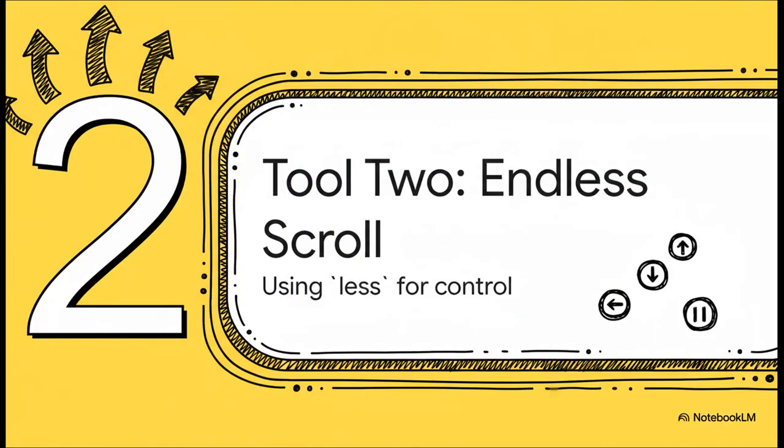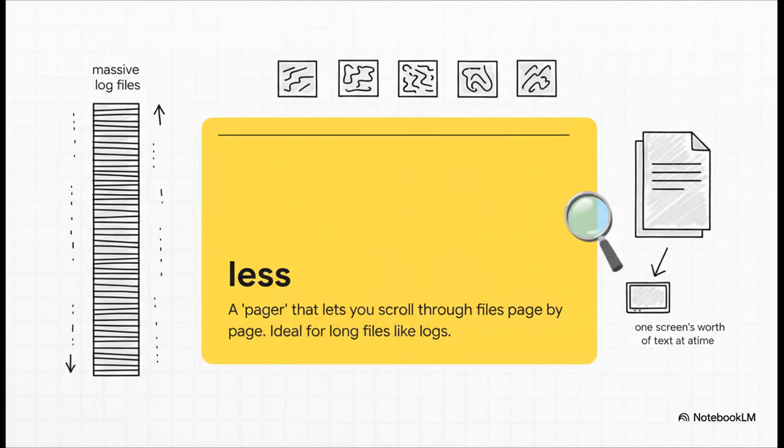And that better tool is less. This command is designed from the ground up to solve cat's biggest problem. It's all about giving you back control when you're looking at those larger files. You see, less is what's known as a pager. Instead of just dumping everything onto your screen at once and creating that blur of text, it loads the file and shows you just one screen's worth at a time. This is absolutely perfect for browsing through those massive log files.